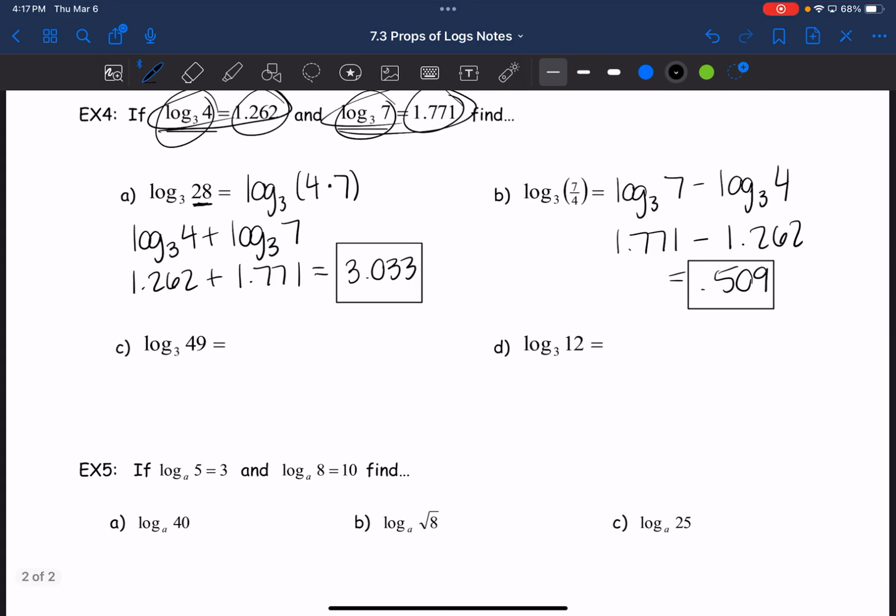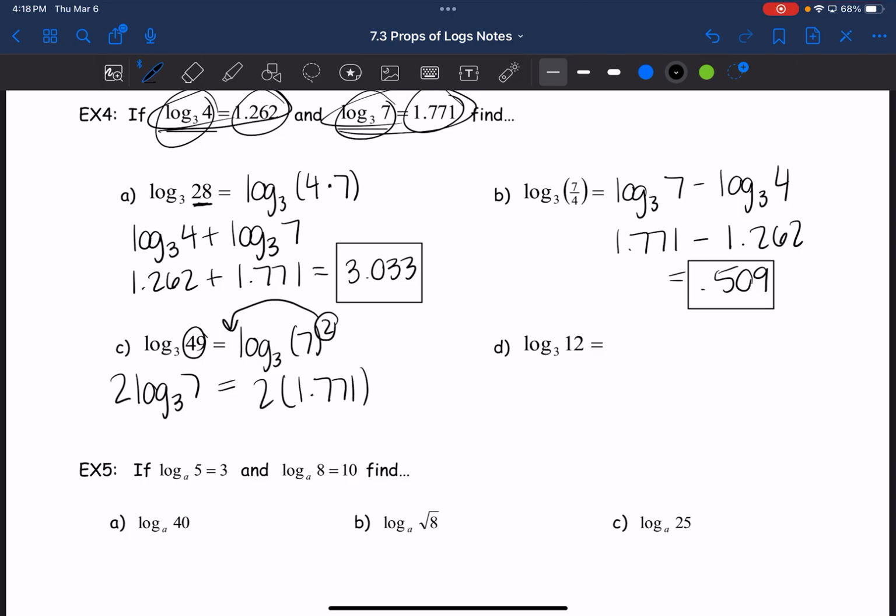For part C, 49 can be rewritten as 7 squared. So I'm going to rewrite this as log base 3 of 7 squared. Remember, you can take an exponent and rewrite it as a coefficient. So this would be 2 log base 3 of 7, or 2 times 1.771, which would give me 3.542.